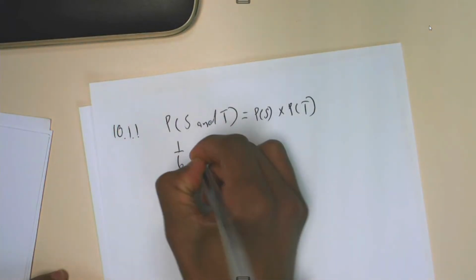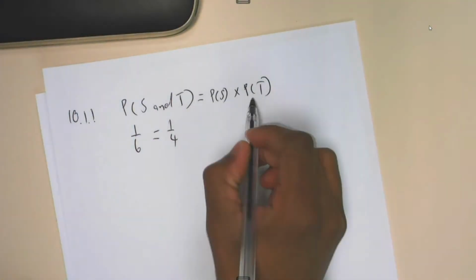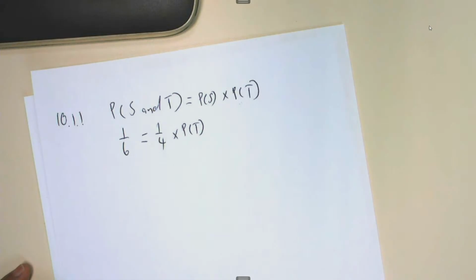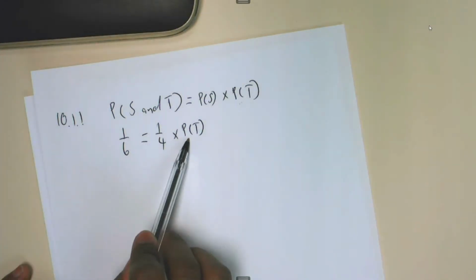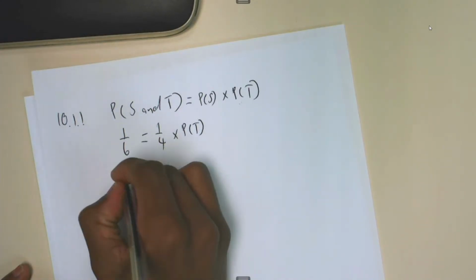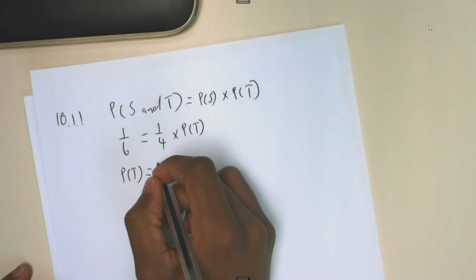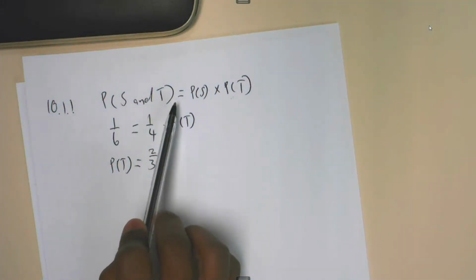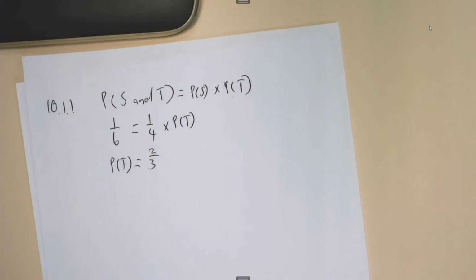We'll have a sixth will be equal to the probability of S, which is a quarter. Substitute into your equation. And then we don't know the probability of T, so we leave it as an unknown. And then all we need to do is to isolate for the probability of T. After dividing both sides by a quarter, the probability of T will therefore be 2/3. Why particularly this equation, grade 12s?